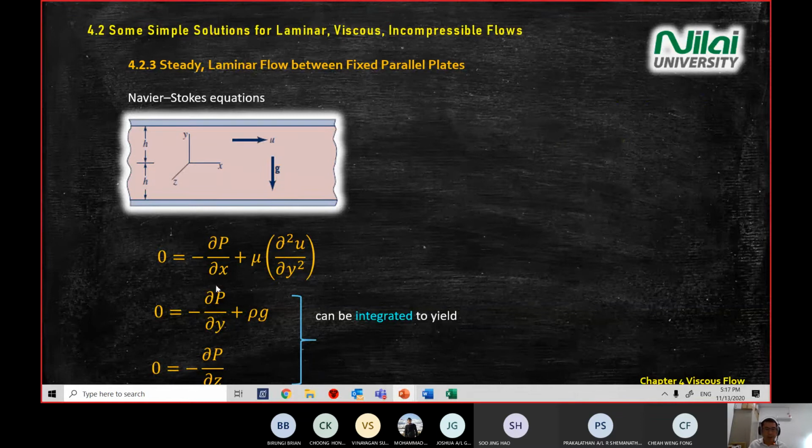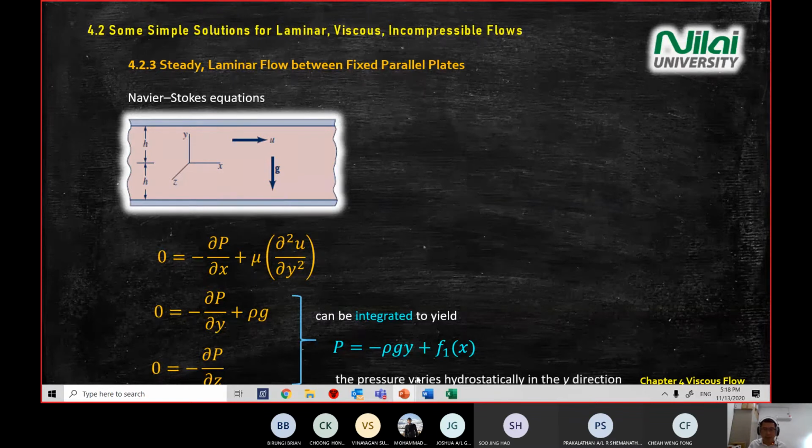Then, because all these are in differentiation form, you can integrate to get our pressure component and so on. Right? Because you integrate the differentiation component, because you have pressure and y, pressure and z here also, you'll get pressure in the form of negative rho g y plus a constant value. This is your C. Right.